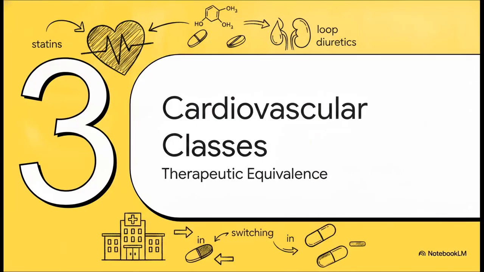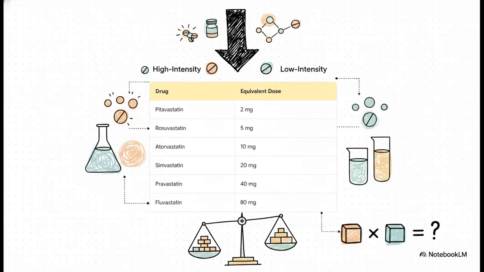Section 3. Cardiovascular classes and therapeutic equivalence. When you're switching a patient between statins during a hospital transition, these standard doses all provide roughly the exact same cholesterol-lowering power. Notice how the required milligrams increase as you move from your high-intensity statins down toward the lower-intensity ones. Pitavastatin requires only 2 milligrams, rosuvastatin is 5, atorvastatin 10, simvastatin 20, lovastatin and pravastatin sit at 40, all the way up to fluvastatin at 80 milligrams.